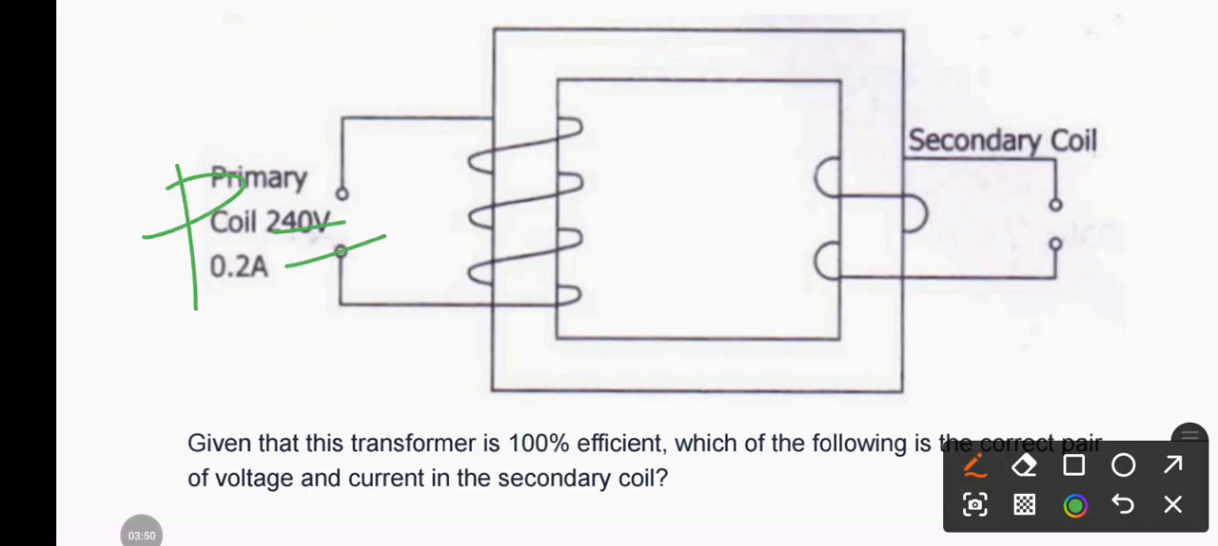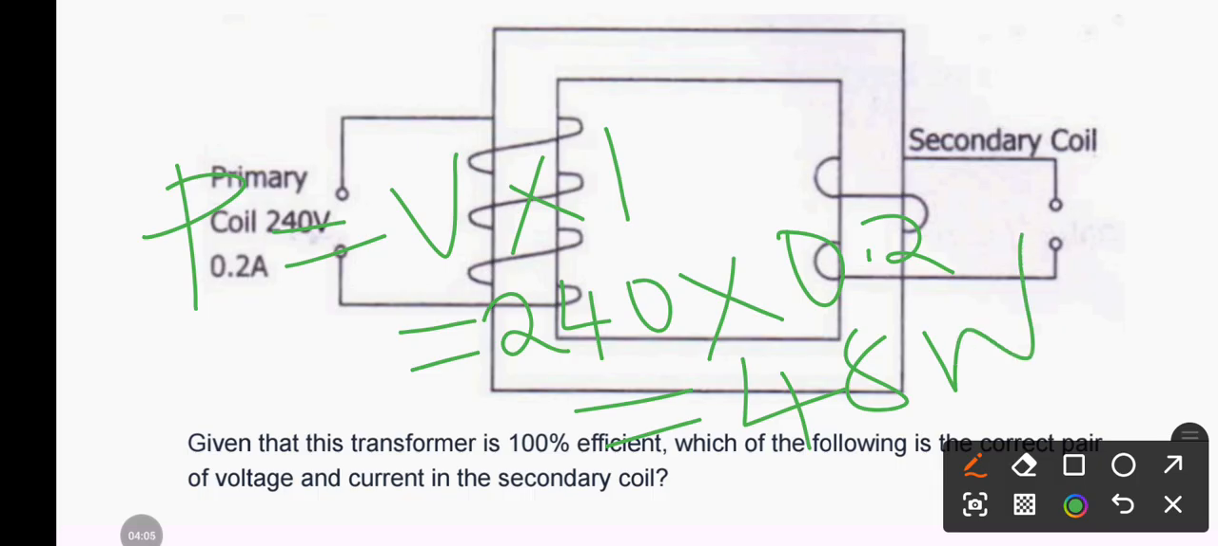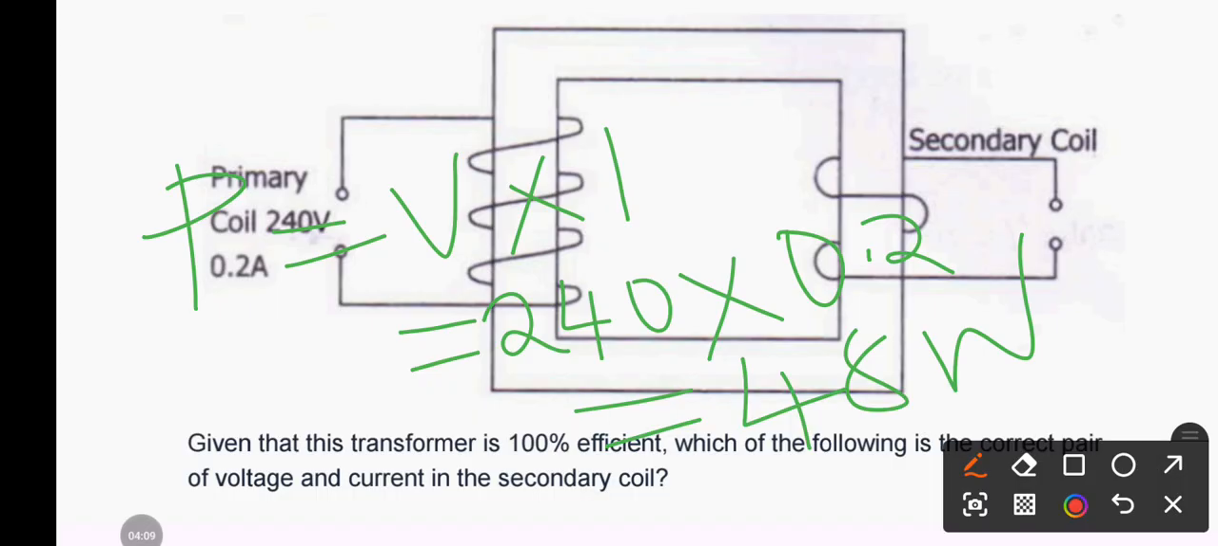So in this case, let me first find the power at the primary coil. Remember, power is equal to voltage times current. The voltage I'm given is 240. The current is 0.2. If I do my calculation here, I'm getting a value of 48 watts. So I will have to find a pair that will give me 48 watts to have my answer here.